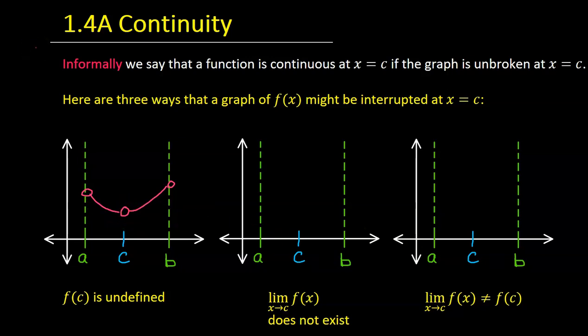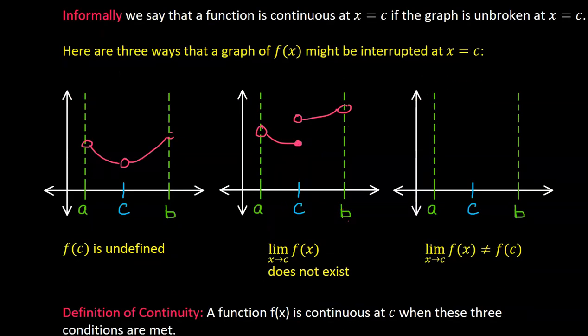Another type of discontinuity occurs when the limit as x approaches c does not exist. So remember, for a limit to exist, the function has to approach the same value from the left and from the right. So you can see that from the left, the function is approaching a certain value. There's a certain y value here. But imagine that from the right, the function is approaching a different value. This would be a break in the graph. It would be a discontinuity.